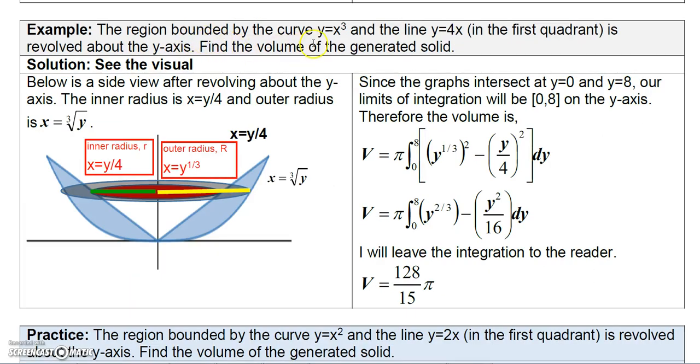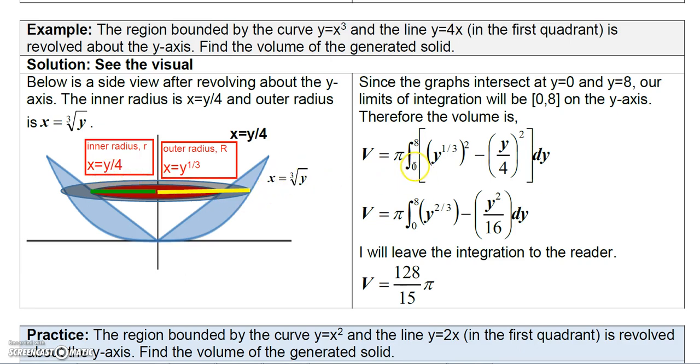Okay, one more. The region bounded by y equals x cubed and the line y equals 4x is revolved about the y-axis. So here's the line y equals 4x. Here's the graph of y equals x cubed. Now notice I wrote these in terms of x though. So this is x equals y over 4. This is x equals the cube root of y. Now the outer radius is just x equals y to the 1/3. The inner radius is the distance from here to here, which would just be x equals y over 4.